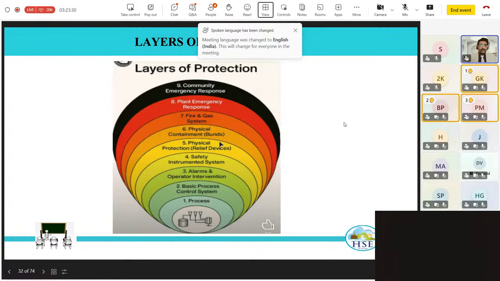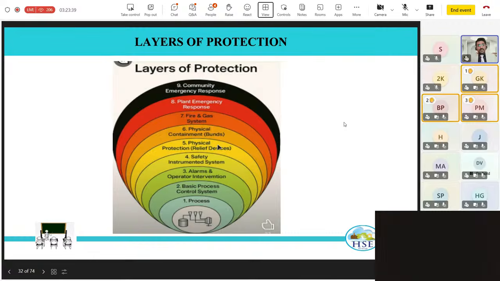So their reliability is considered more robust than these penultimate safeguards. That is why they are called physical protections, and they are more reliable. After this layer, you have another layer called physical containment and bund. This is basically what we said were the recovery barriers or the mitigative barriers.